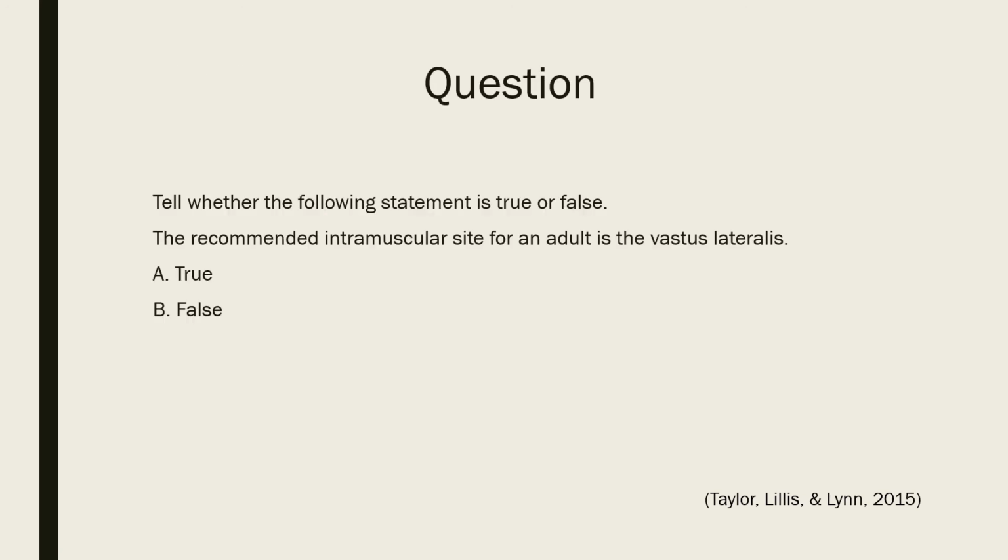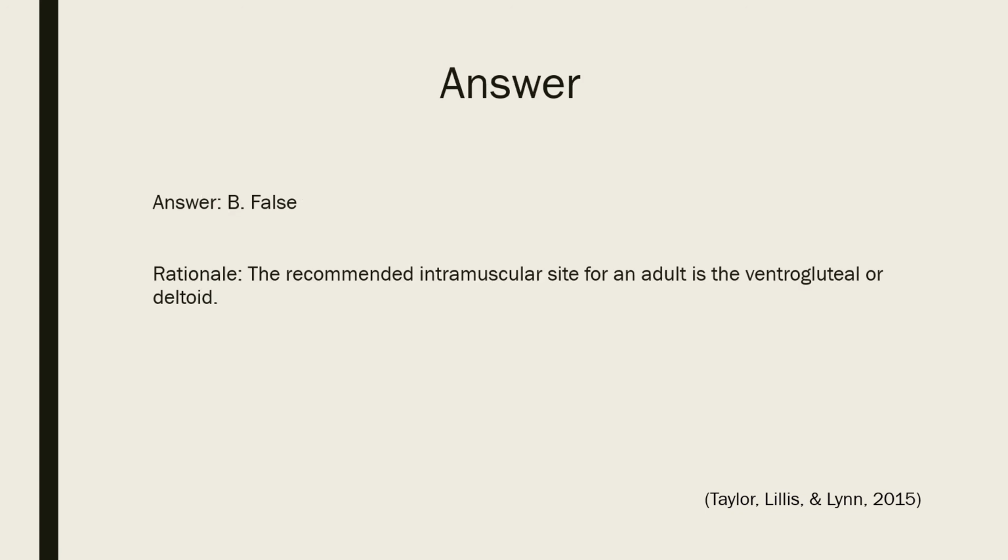So here's a question. Tell whether the following statement is true or false. The recommended intramuscular site for an adult is the vastus lateralis. And that's false. The recommended site is the ventrogluteal or the deltoid. But again, the deltoid can only hold 1 milliliter of medication.